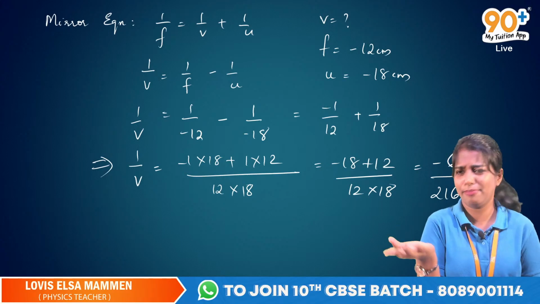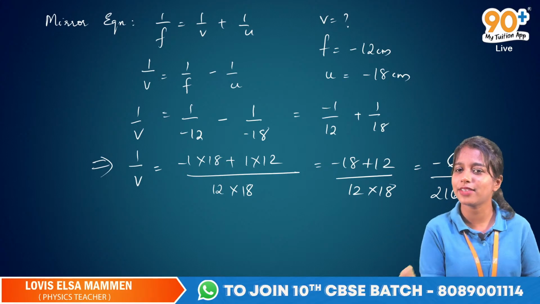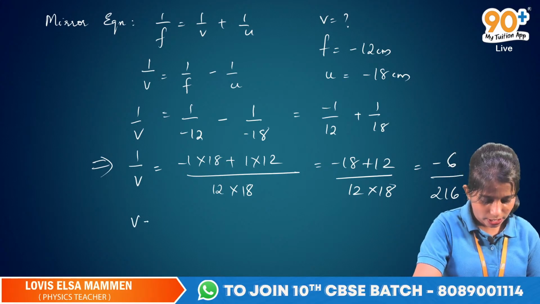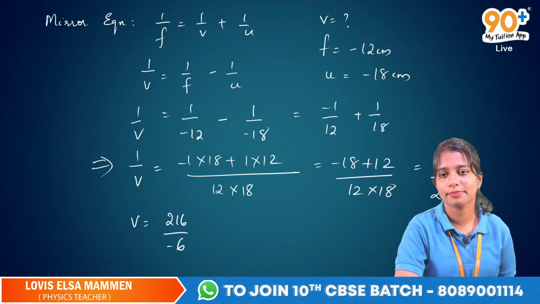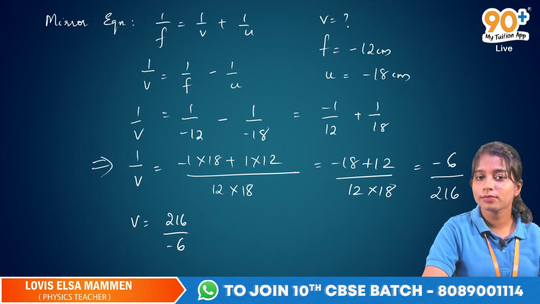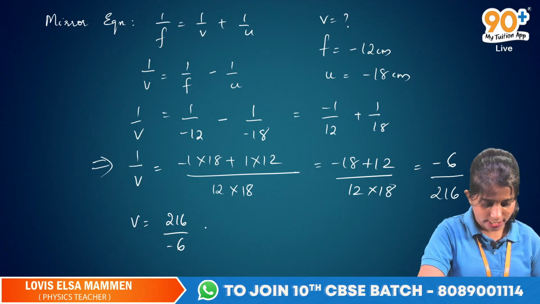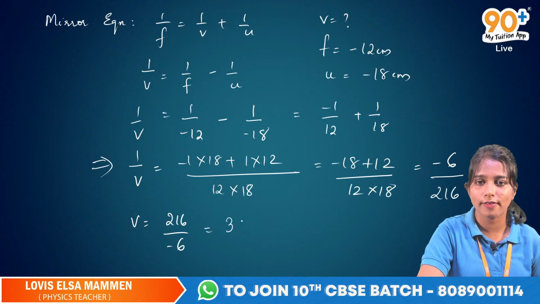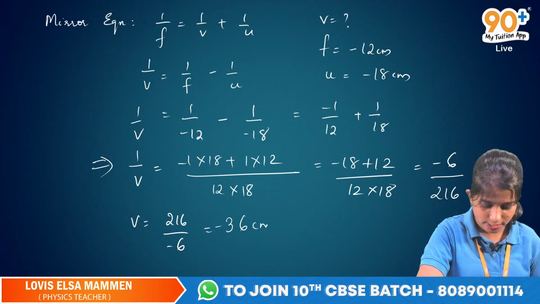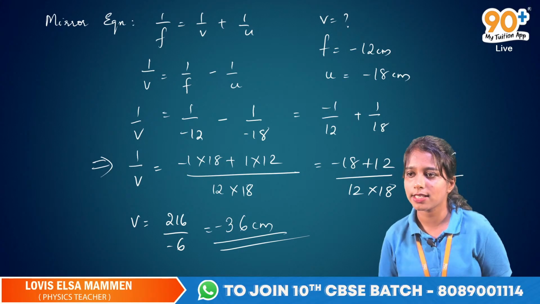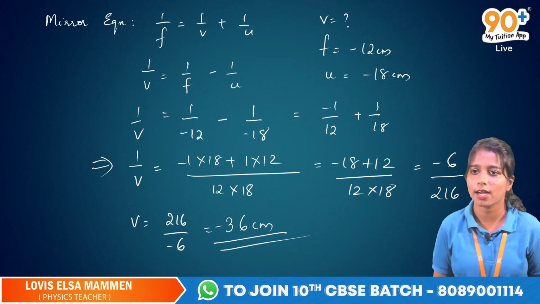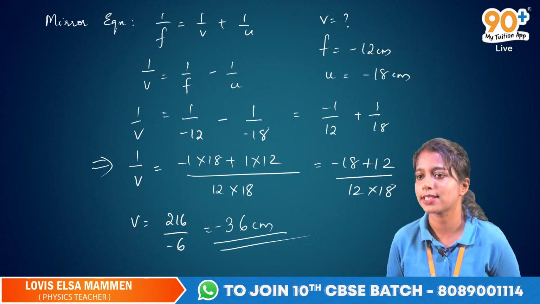We need V, not 1 by V. So take the reciprocal of it. It is 216 by minus 6. 6 into 36 is 216. So the value is minus 36 centimeter. Your answers are right. V is minus 36 centimeter.